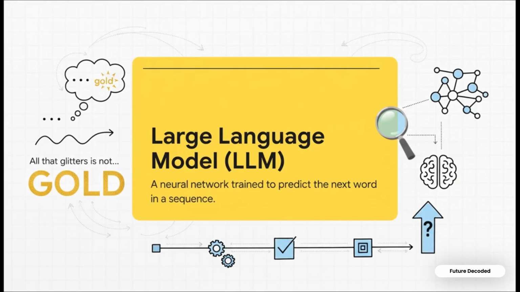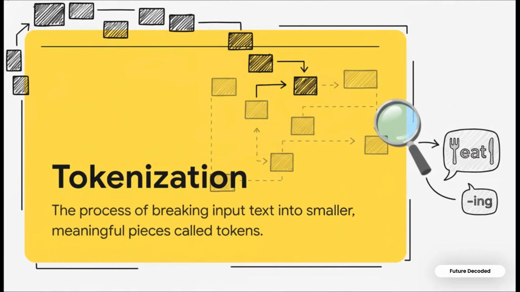Okay, so at the very heart of all modern AI is the large language model, or what everyone calls an LLM. At its core, it's just an incredibly powerful prediction engine. I mean, if you give it a phrase like, all that glitters is not, its one and only job, based on everything it's ever read, is to predict the most likely next word, gold. That's it. But here's the thing, an LLM can't just read whole words like you and I do.